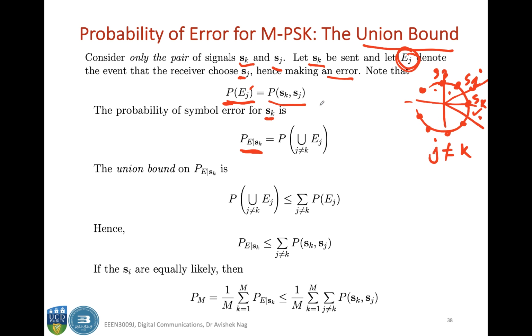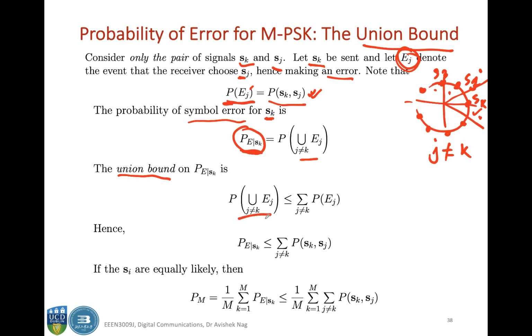And the probability of symbol error for Sk, which is the error when Sk is transmitted, can be denoted as the union of all such events. So the union of all these pairwise probabilities of error, the probability of choosing Sj when Sk was sent. So the union bound on this particular expression is basically this.